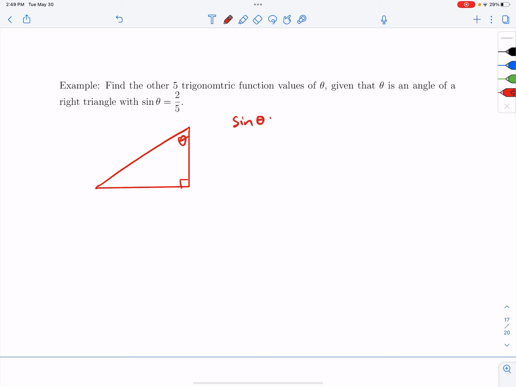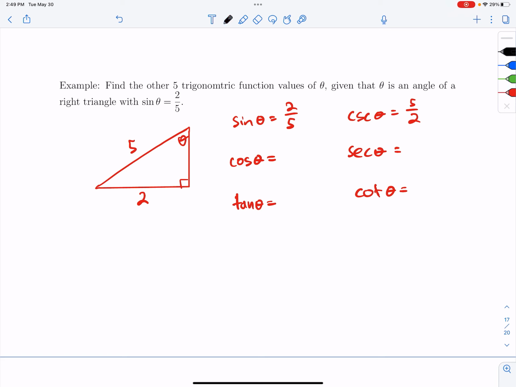So sine of theta is 2/5. Sine is always opposite over hypotenuse. Okay, so now that I have sine, I can easily get cosecant of theta. That's just the reciprocal. But I need to do a little work to get cosine, secant, tangent of theta, and cotangent of theta.